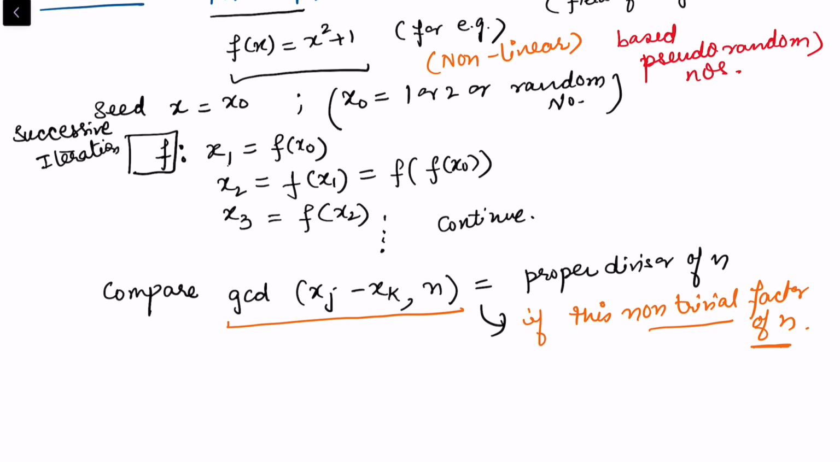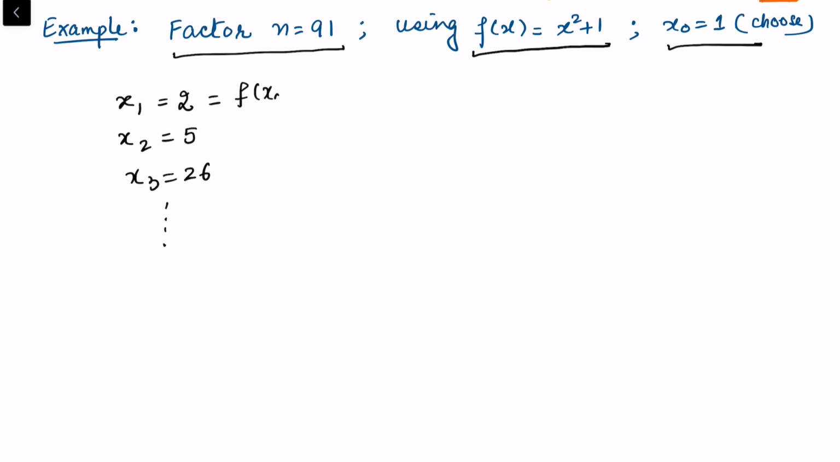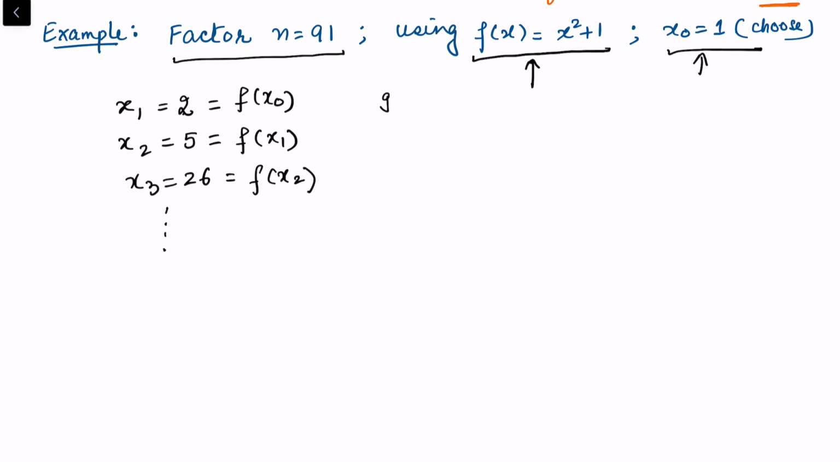Let's apply this in a question. In this example, I want to factor 91 using the map f of x equal to x square plus 1, and here the seed is also given. With this seed, we can calculate the other values: x1 is 2, then x2 is 5, and x3 is equal to 26, and so on. We know how I have calculated x1: it is f of x naught. We know the map and we know the initial value, so when I substitute into f of x naught, I get 2. x2 is the same as f of x1, and x3 is the same as f of x2. Then we calculate the GCD of xk minus xj, for any two different indices, with respect to n. If this is non-trivial, we will conclude that we got a factor.